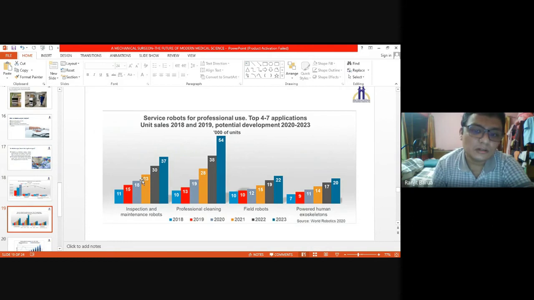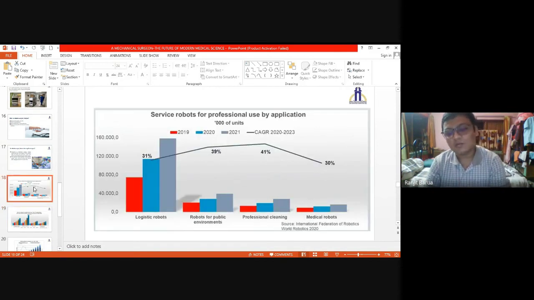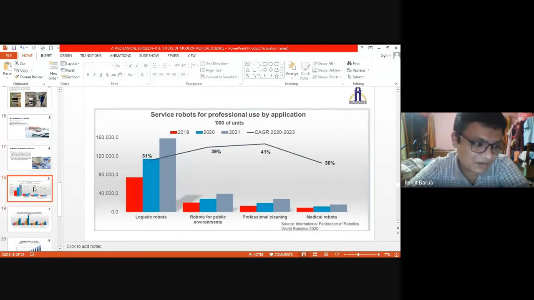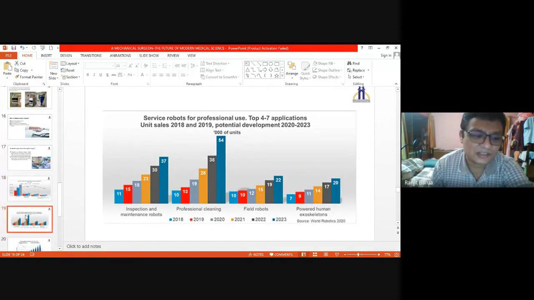Now for the service robot professional, there is another study. What is the main application based area of the service robot or professional uses? You can find inspection, professional cleaning, field robot, and powered human exoskeleton. As we can find here, the powered human exoskeleton application of robots is very less, because this kind of robot totally depends on medical robots. So whenever the medical robot is not increasing for a particular area of medicine or modern medical science, definitely this kind of powered human based exoskeleton will not increase.